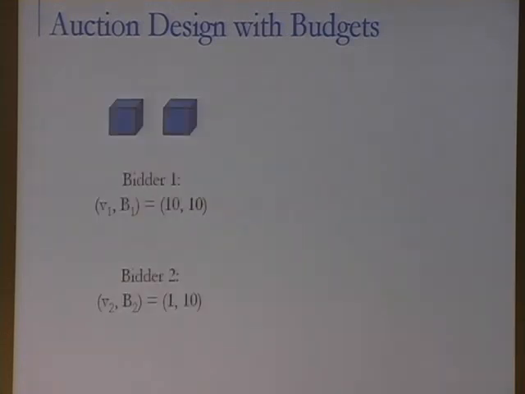So let's go through the example. Here I have 2 bidders. Bidder 1 has a value of $10 for each of these objects, but has a budget constraint of $10. And bidder 2 has a value of $1 for each of these objects and a budget constraint of $10. Now, according to this modified definition of welfare, the welfare maximizing solution is to give 1 unit to bidder 1 and 1 unit to bidder 2.